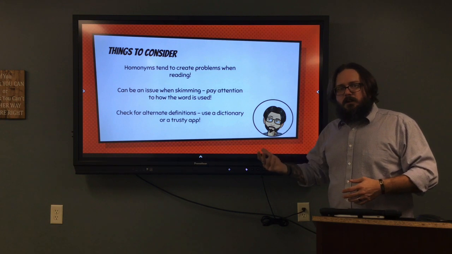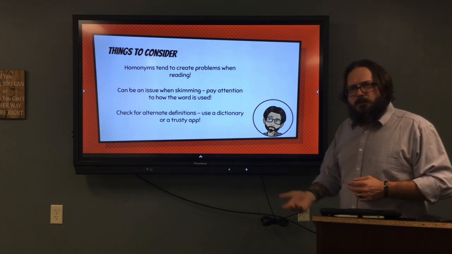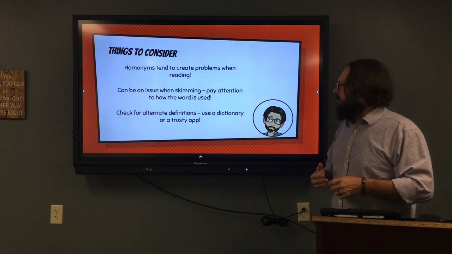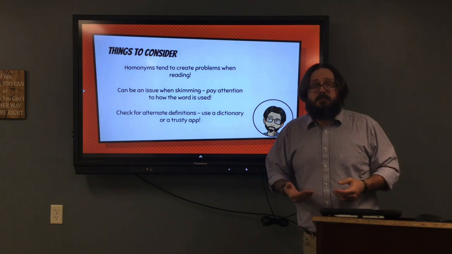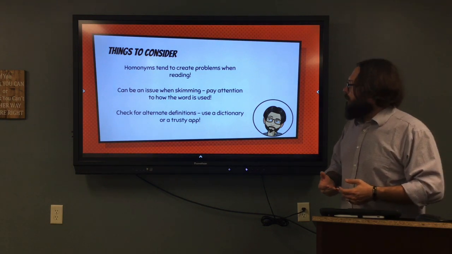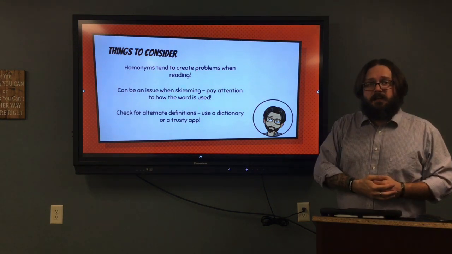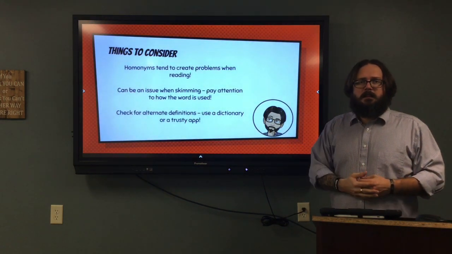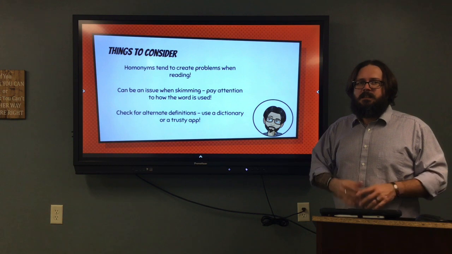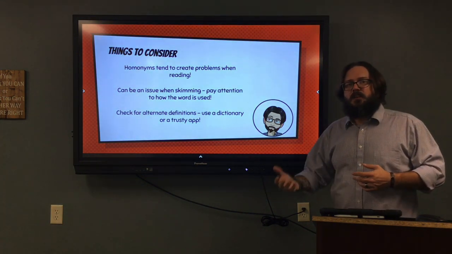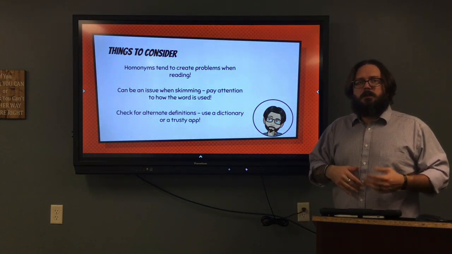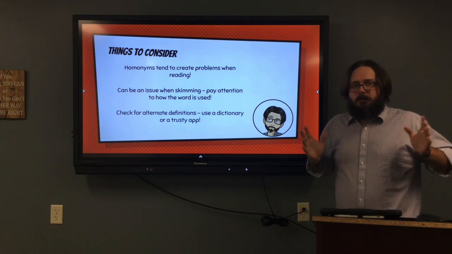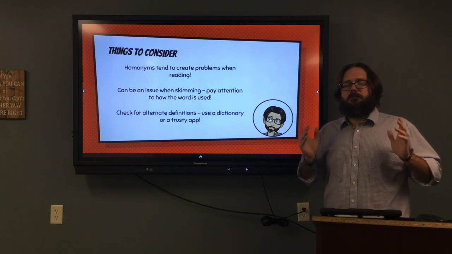Also, it never hurts when you're reading, if you come across a word and you can't quite make out what the author is trying to say, to check for alternate definitions of the word. So, if you have access to a dictionary, great. If not, there are plenty of apps available on your mobile devices that will allow you to access those words to help you determine which definition is being used. That way we know the information that the author is trying to convey to you.